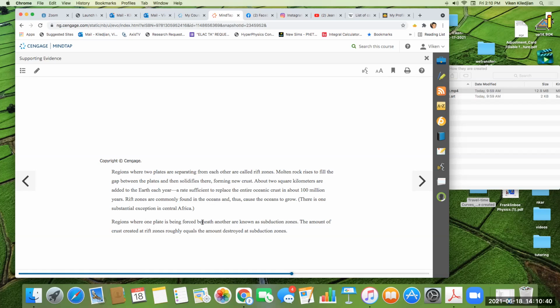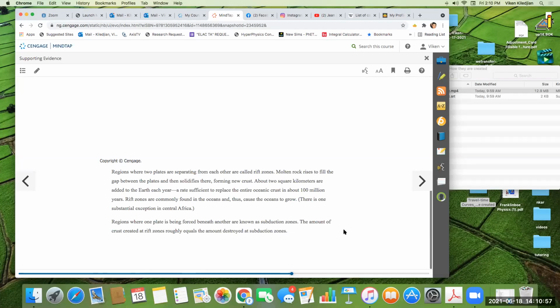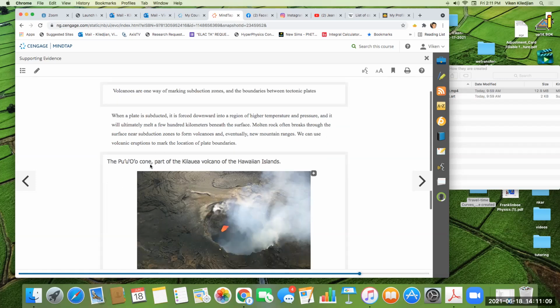Regions where one plate is being forced beneath another are known as subduction zones. The amount of crust created at rift zones roughly equals the amount destroyed at subduction zones. So you're creating crust at rift zones, and then you're destroying it underneath when you get to the subduction zone. Volcanoes are one way of marking subduction zones and the boundaries between tectonic plates. The Pu'u O'o cone, part of the Kilauea volcano of the Hawaiian Islands.